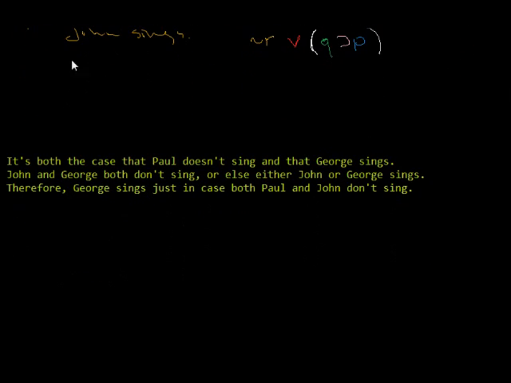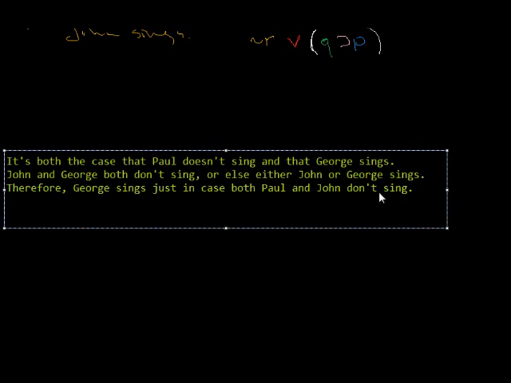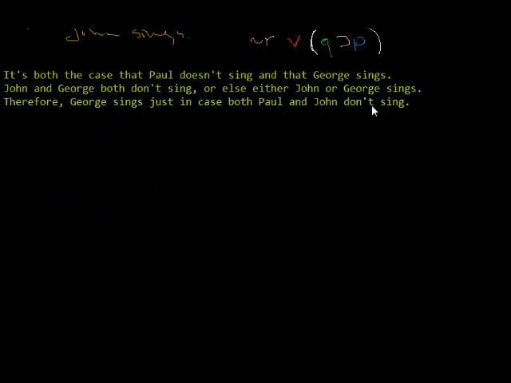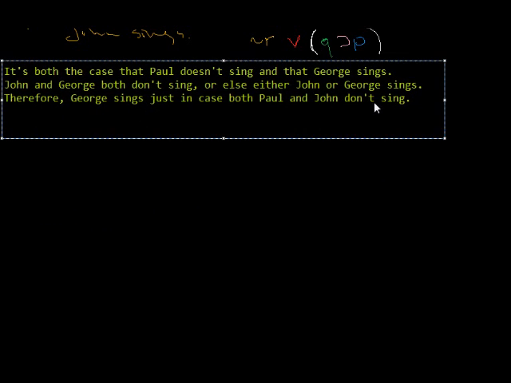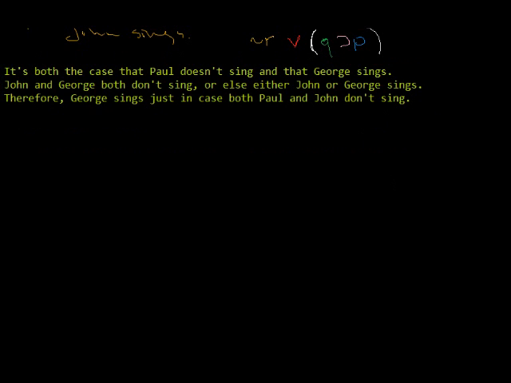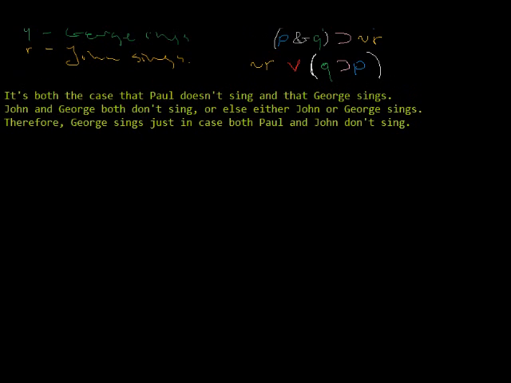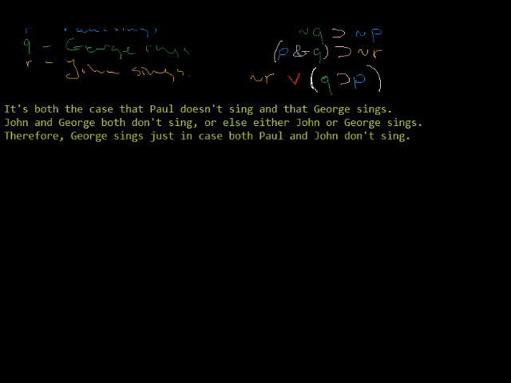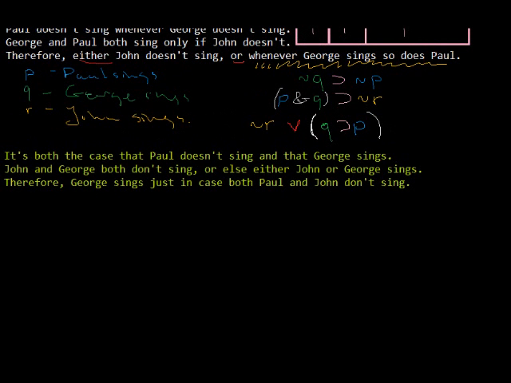Then let's tackle this one. It's both the case that Paul doesn't sing and that George sings. John and George both don't sing, or else either John or George sings. Therefore, George sings just in case both Paul and John don't sing. We'll use the same atoms as before, just to save ourselves time and colors.